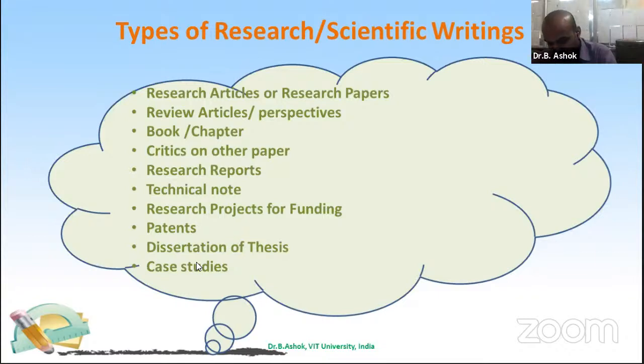But if you see the review paper or perspectives, it is nothing but, in the review paper itself there are different types.